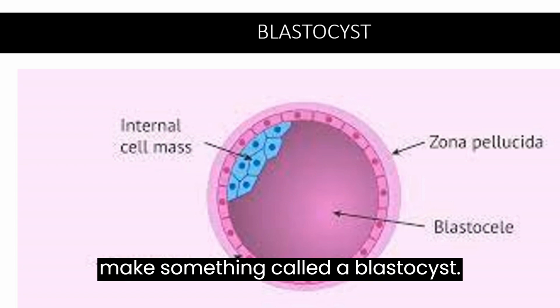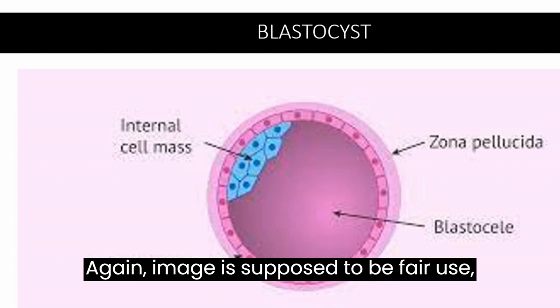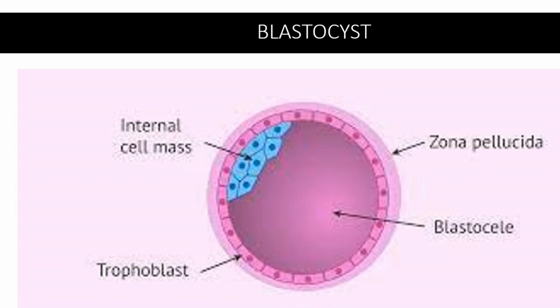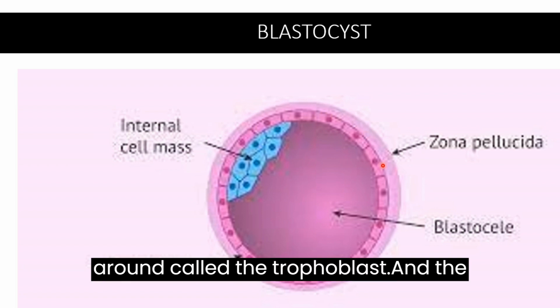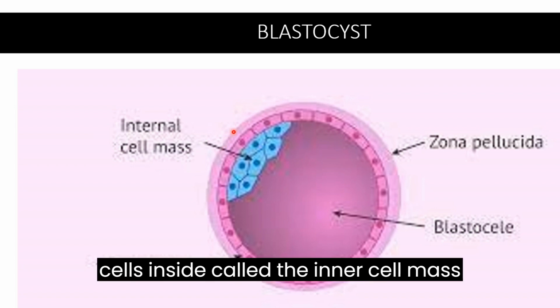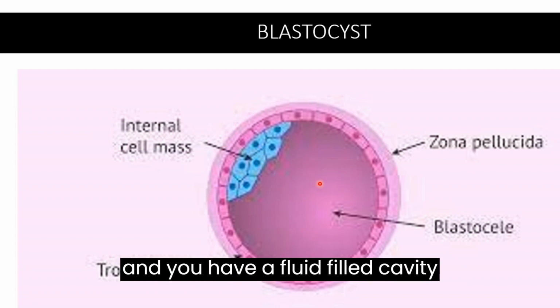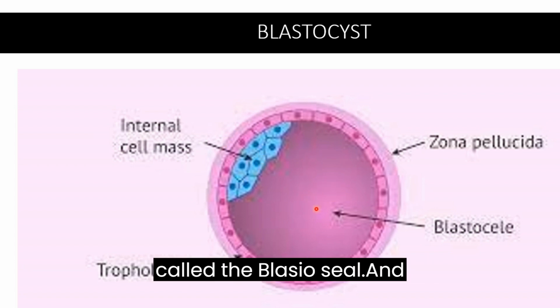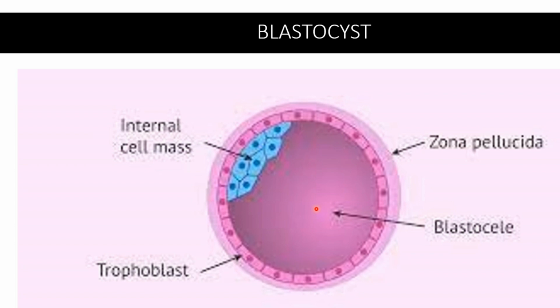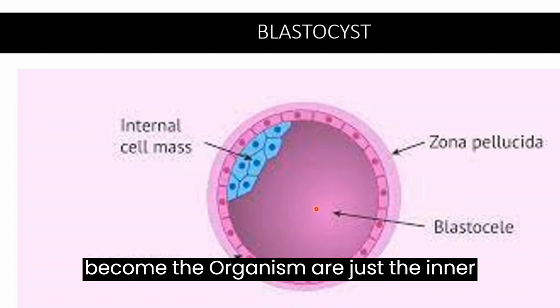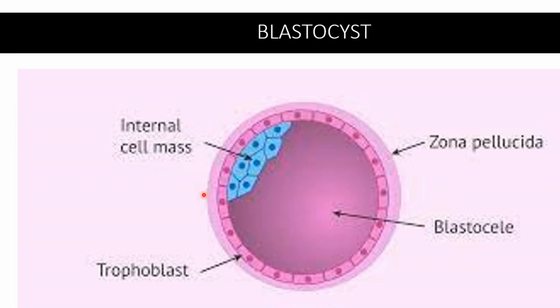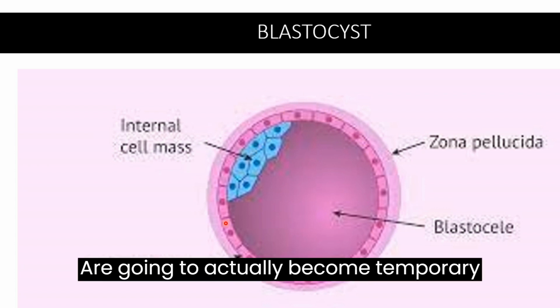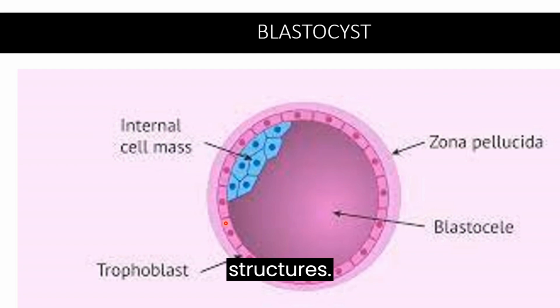Eventually you make something called a blastocyst. Again, the image is supposed to be fair use. But what you see is the cells around called the trophoblasts and the cells inside called the inner cell mass. And you have a fluid-filled cavity called the blastocoel. And the cells that are actually going to become the organism are just the inner cell mass. All these other cells are going to become temporary structures.